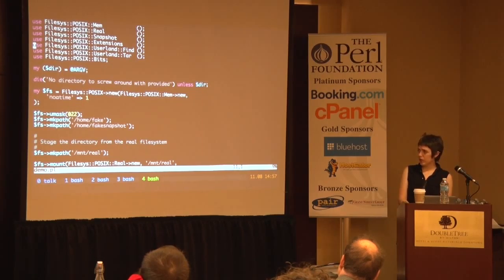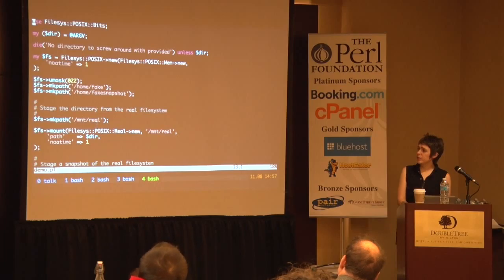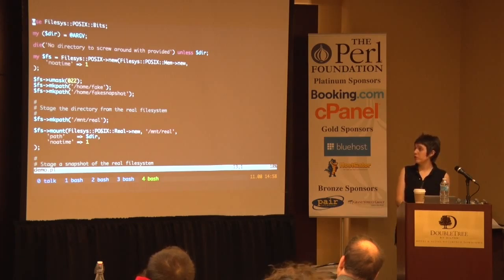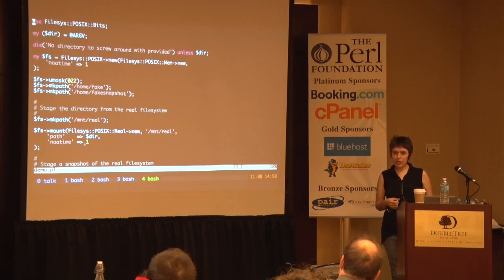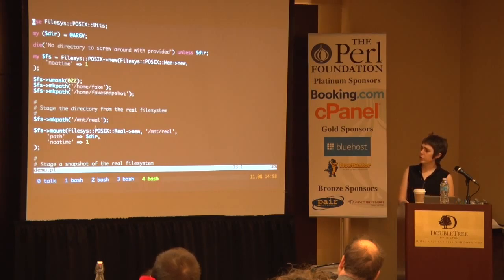So I can set the umask to 022. I can create the home fake and home fake snapshot directories. And I need a place to mount a part of the real file system into for demonstration purposes, so I'm going to make that real quick. Then I'm going to mount a portion of the real file system onto mount real using the path that I provided in the first argument, which is defined up here. And I don't want to deal with updating atime whenever I access inodes through Filesys POSIX, so I'm going to specify the no atime flag.